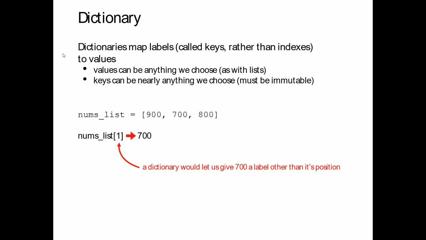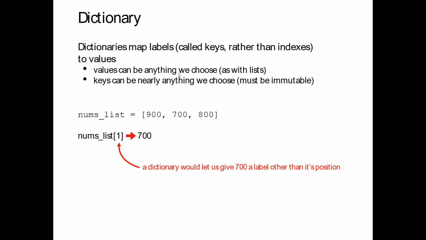All right, I'm going to switch these order. Keys can be nearly anything we choose. The caveat is they must be immutable. The only thing we've seen so far that's mutable is a list, so the key may not be a list. And we'll talk a little bit more about things that are mutable and immutable next time.